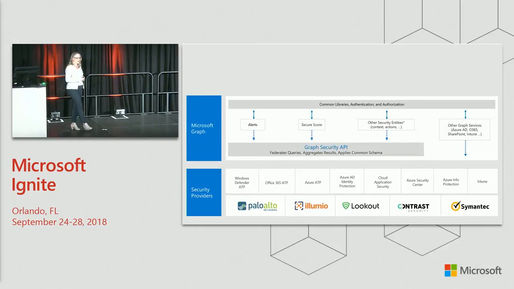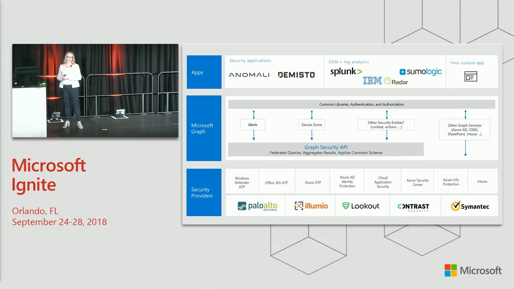So the way this works is that the Graph Security API, again, federates requests out to these various providers. It aggregates the results back and applies that common schema. And it exposes entities like alerts, which we've talked about, secure score, and other security entities over time, context, and actions. And it also provides that access, as we talked about, to those other graph services. Now, Microsoft Graph sits behind or leverages a set of common libraries, has a common authentication and authorization framework, and so that's common across the Graph Security API as well as other graph services that are available.